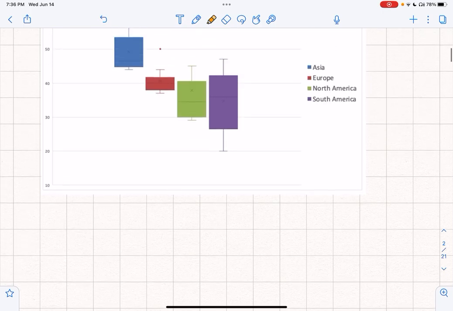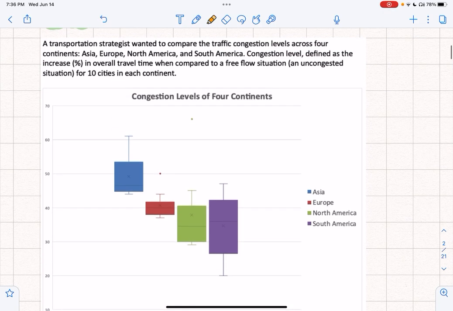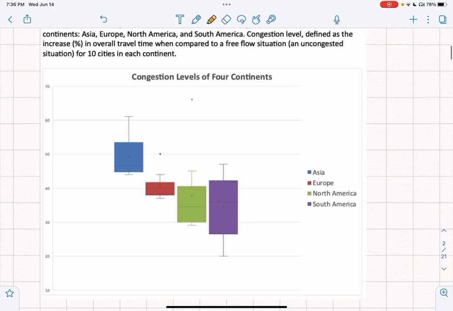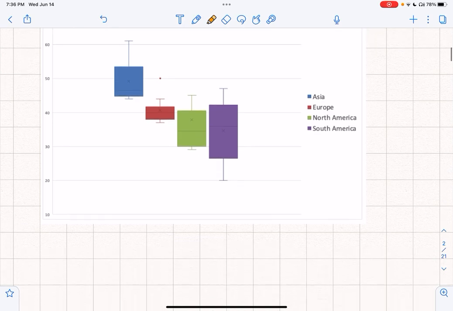In this case, we're not really randomizing the cities. The cities are already in each of the continents. So here we're really just taking a random sample of cities in each of the continents.